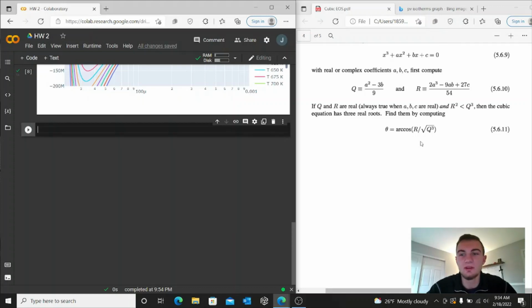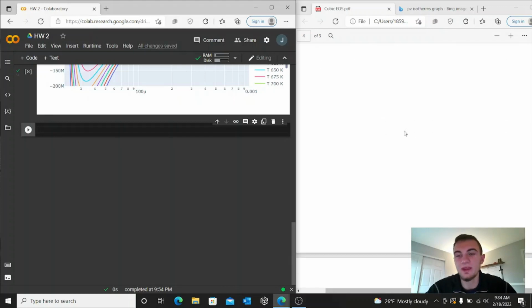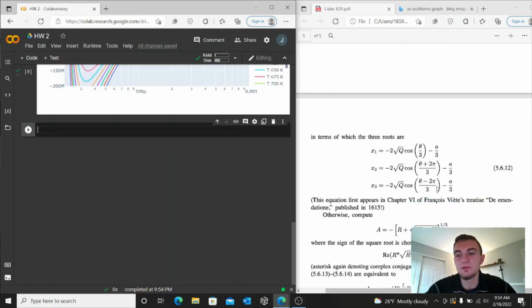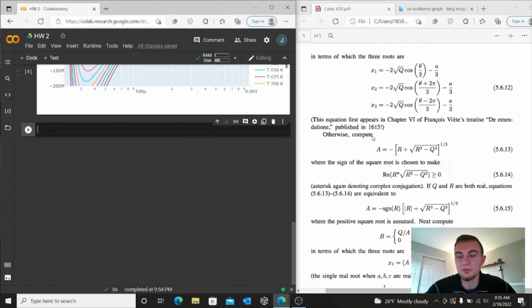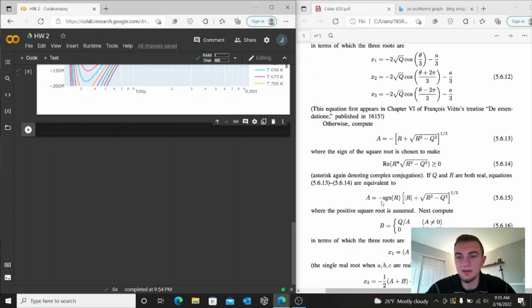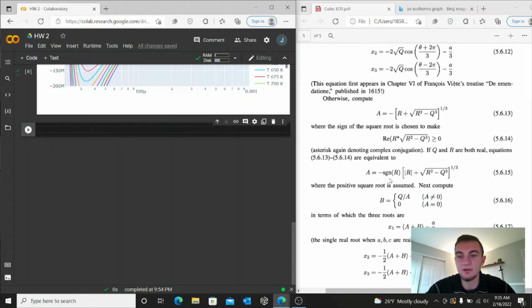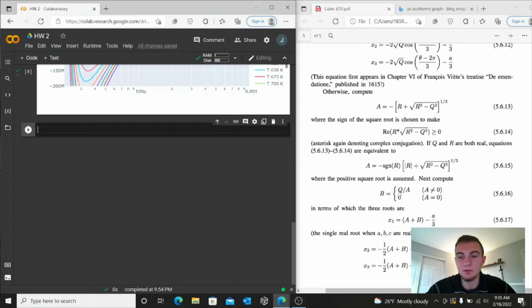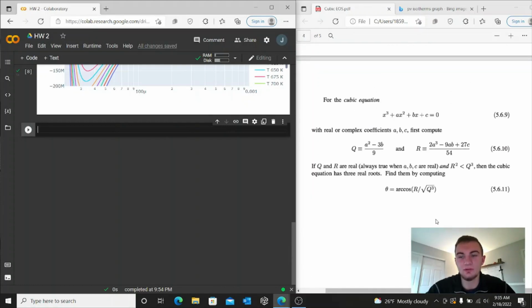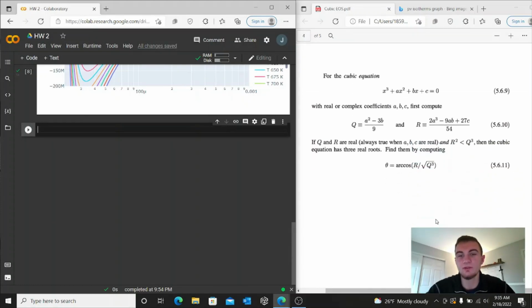The first situation is saying that if r squared here, so this expression here, is less than q cubed, then we will have three different real roots by first computing this theta and then computing our three roots through these equations down here. Okay, so that's our first situation. Now I'll also have another situation in which we will have to calculate this a value down here as well as b, and we will have one real root, but we'll just go ahead and focus on this first one first that will give us three real roots.